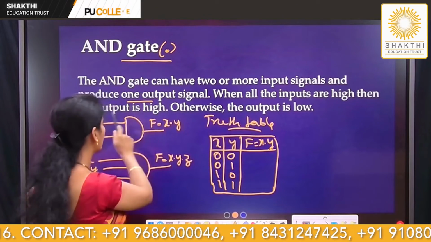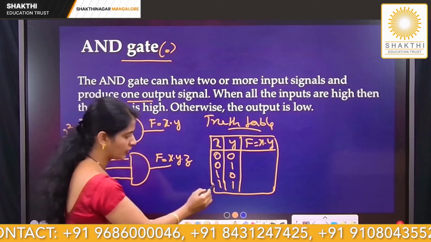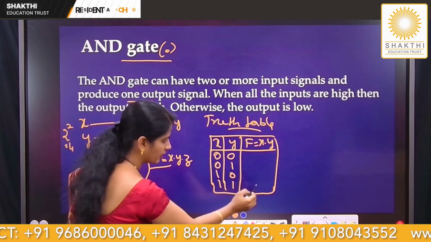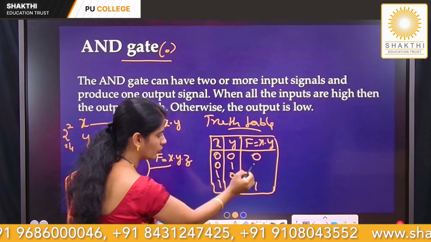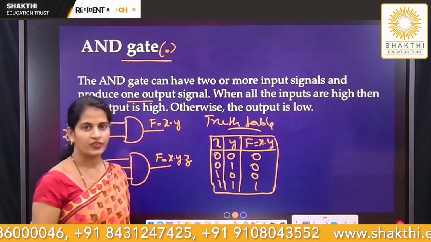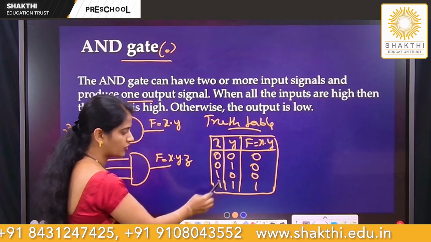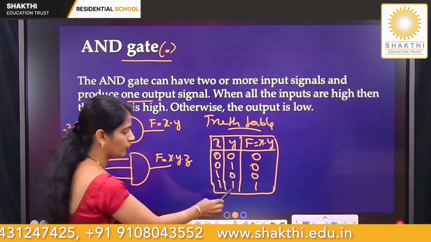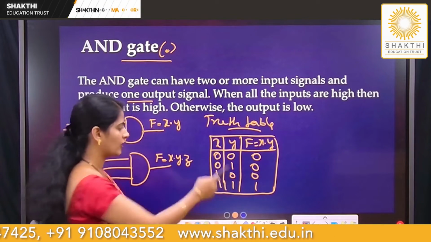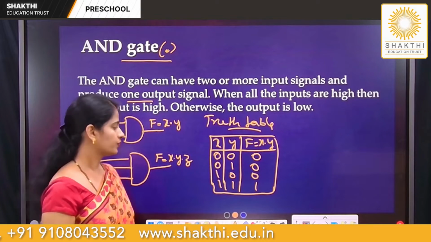When all the inputs are high, the output is high. Means if 2 inputs are high, the output is high. For all other combinations, you have 0. It's like a simple multiplication: 0.0, 0.1, 1.0, 1.1. Only 1.1 produces high output. For all other combinations, we have 0.